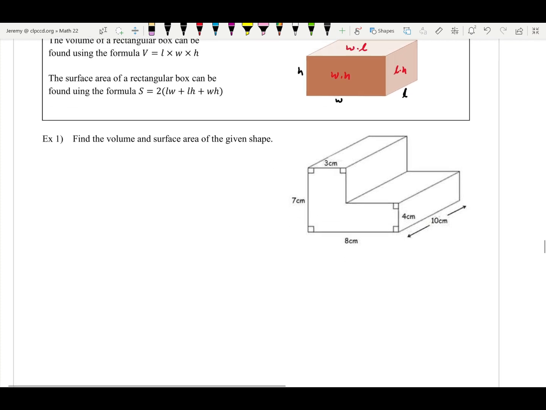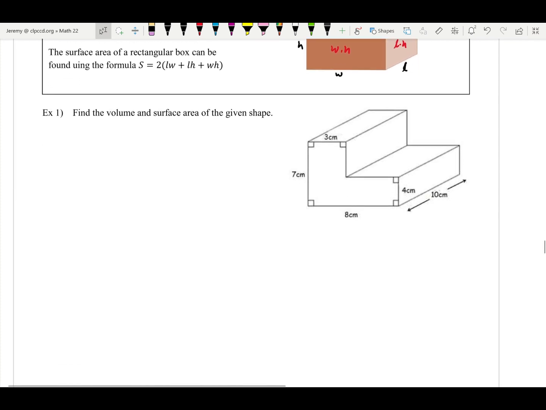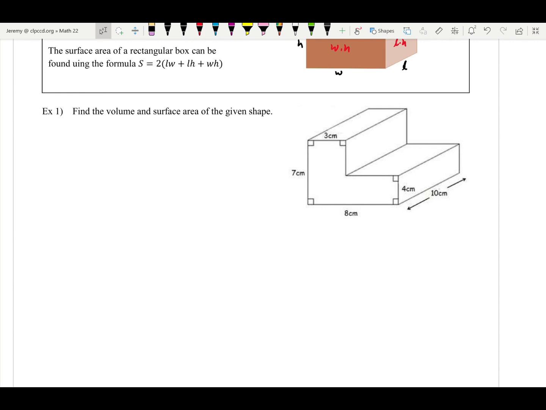So what are ways that I could subdivide this shape so I have just a few boxes? There are a few ways to do it. I could think of this rectangular box right here, and then this rectangular box right here. That's one way I could split it up. I could also break it into these two boxes: this tall vertical box right there, and then this box over here.